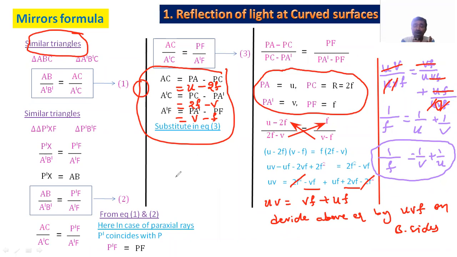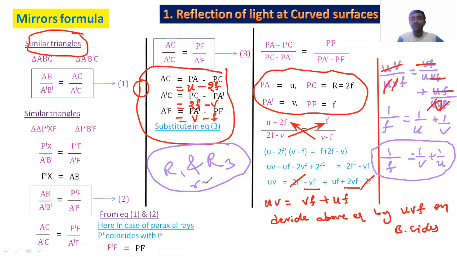Just imagine one situation: the object is placed beyond the center of curvature, and draw the ray diagram for that situation using the R1 and R3 rays concept. Using R1 and R3 rays, you have to complete the diagram for the object beyond C.